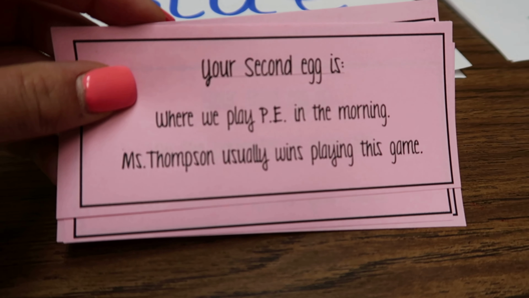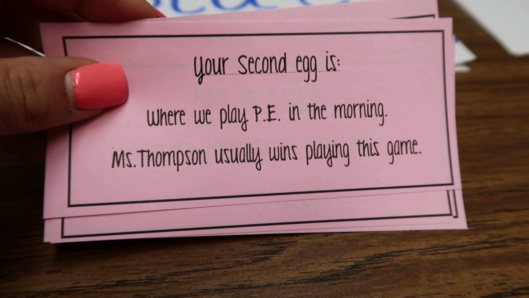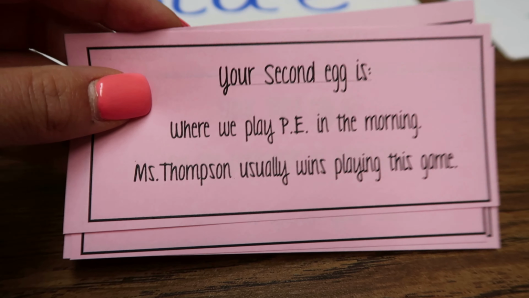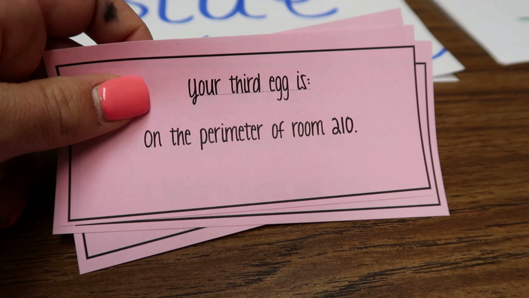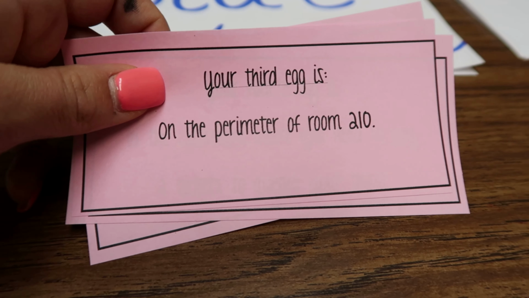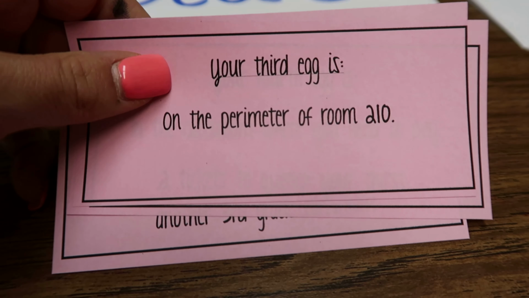Your second egg is where we play PE in the morning. Miss Thompson usually wins playing this game. And this is going to be at the handball court. Your third egg is on the perimeter of room 210. We just got done with perimeter, and I love how I thought of that.